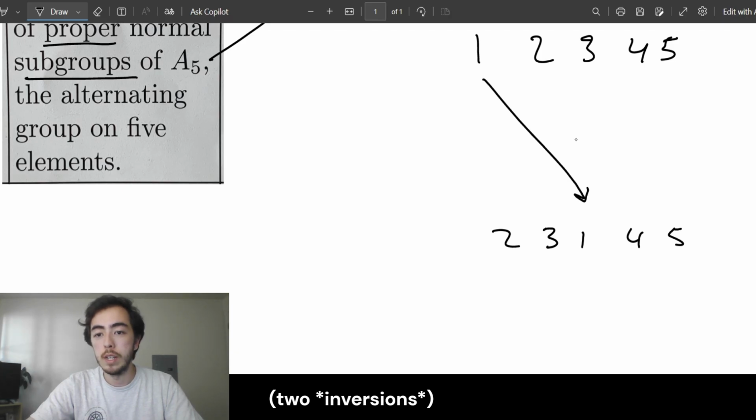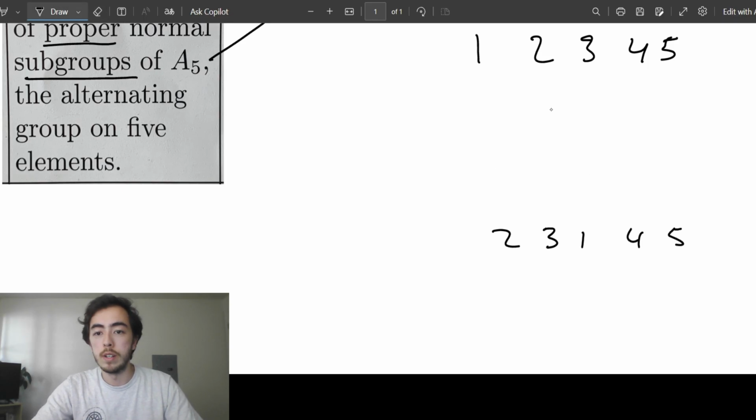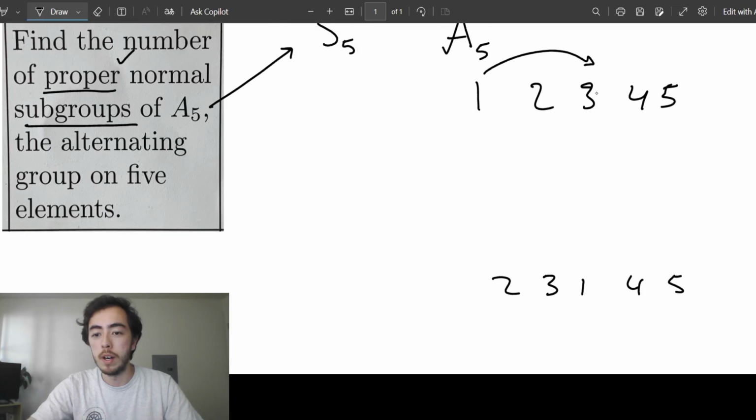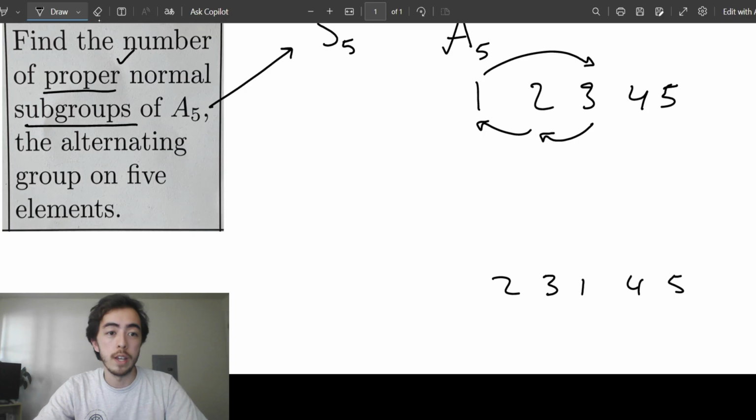So the 1 went here, the 3 went here, the 2 went there. And this is something called a 3 cycle, just because the 1 hopped over to this spot, and the 3 went there, and the 2 went there. And then we have 3 elements that kind of swapped their positions. So any 3 cycle is a totally valid element in A5.